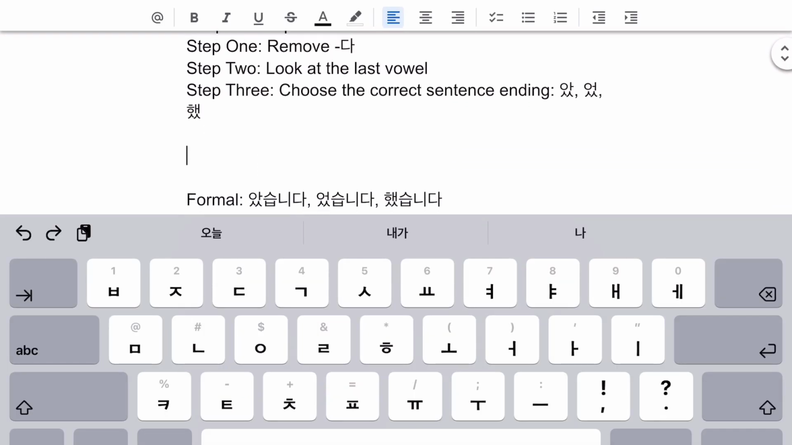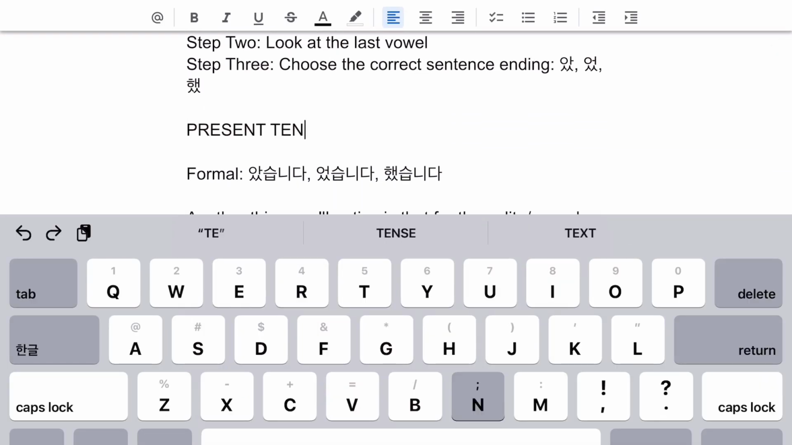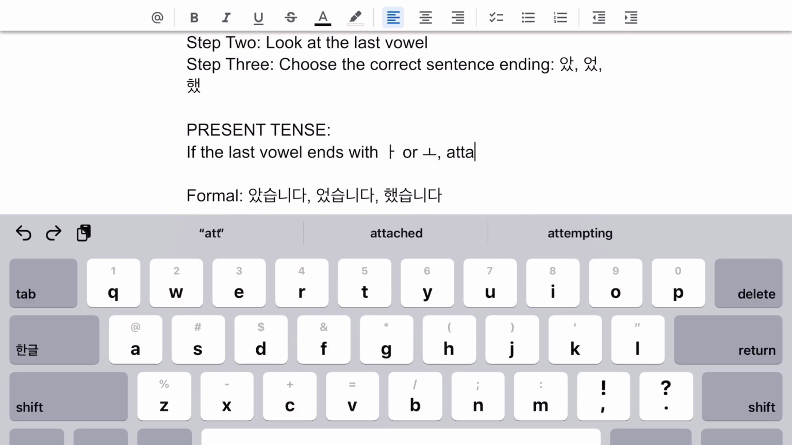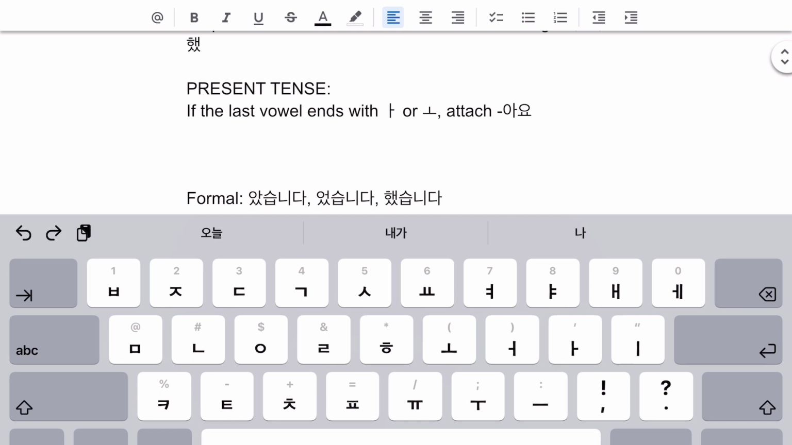So first, let me review the present tense for you guys. This was the present tense. If the last vowel is a or o, the o that's on the ground, we're going to attach ayo to it. So if we had this word, to sit, anta, take off the da. Then we look at the last vowel. The last vowel is a. It's not going to be that J at the bottom, because that's not a vowel, that's a consonant, right? So a. And according to the rules, we must attach ayo if its last vowel is a or o. So an, ayo, together anjayo. You're going to bring that J sound over.